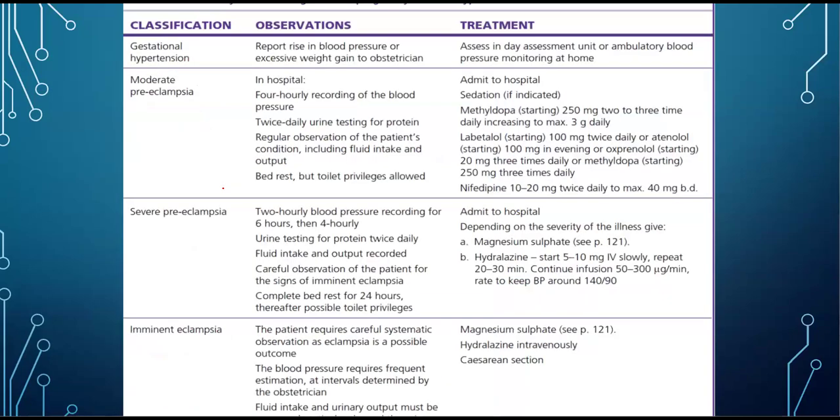Now, this is a chart from Lillian Jones, which actually explains most of the things that I have discussed, especially about the management. Like, let's say, a severe preeclampsia patient. For severe preeclampsia patient, they will get admitted, magnesium sulfate, and hydralazine, labetalol, any of the IV antihypertensive will be given.